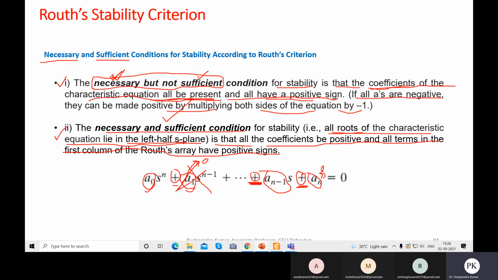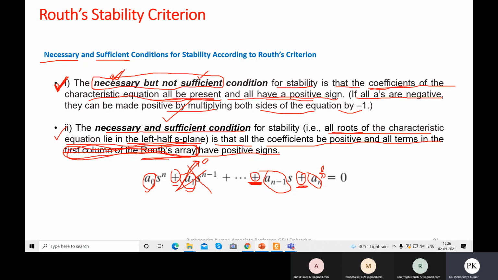So how can we identify this condition? If the first column of the Routh array has positive signs. We will discuss what this Routh array is. So you understand from this necessary and sufficient condition that if condition 1 is satisfied, we cannot predict whether the system is stable or not. But if condition 1 is not satisfied, we are sure that the system will be unstable.